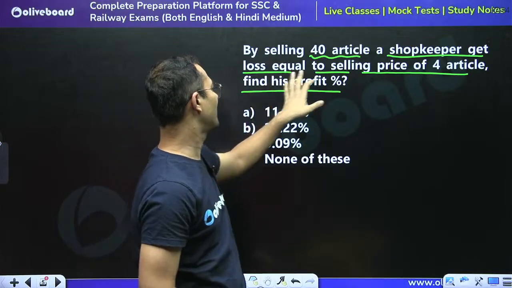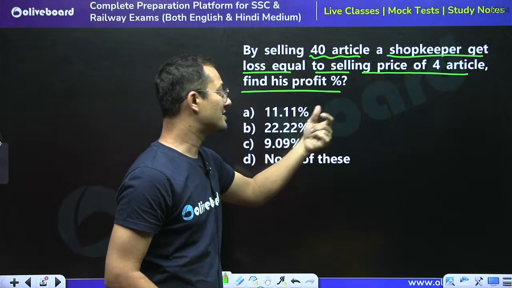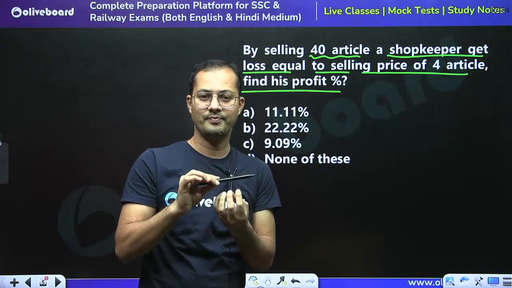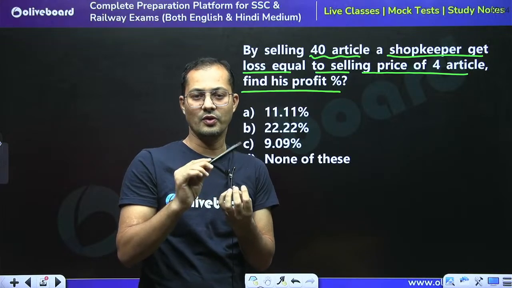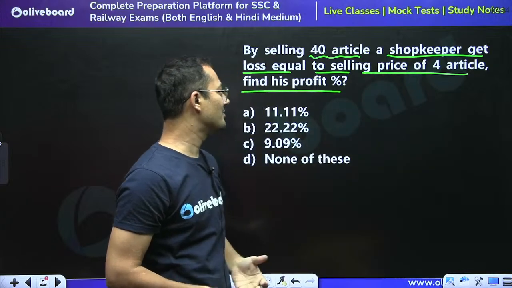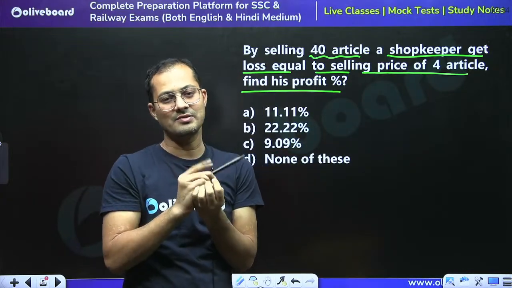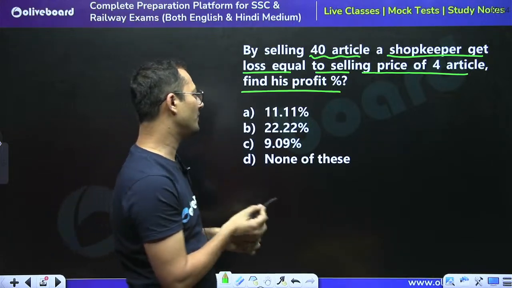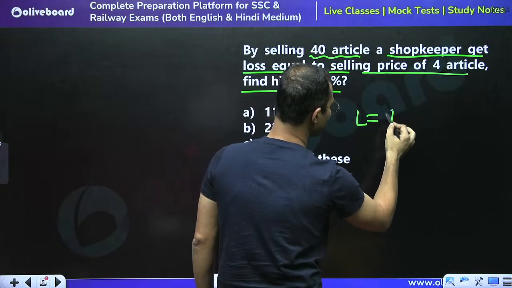So by selling 40 articles, a shopkeeper gets a loss equal to the selling price of 4 articles. Whenever profit or loss is given in terms of CP or SP, here the loss is given in terms of selling price. So let the selling price of one article be 1 rupee. Then the loss is going to be the selling price of 4 articles, that is 4 rupees.